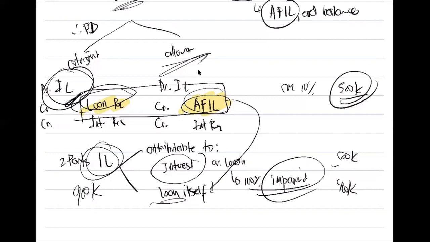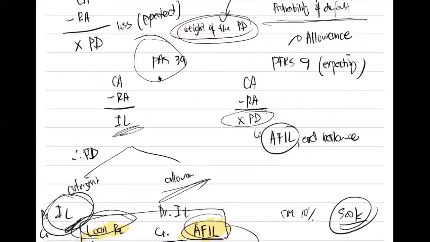When do we use PAS 39? We use it when the problem has no probability of default. Okay? So if there is no mention of a probability of default, PAS 39. Otherwise we go to PFRS 9. Under PFRS 9, we use the allowance method. This is based on your expectation that there is a future amount of loss. So how do we compute under PFRS 9? That is carrying amount less recoverable amount multiplied by probability of default. If the problem has a probability of default, PFRS 9. Whatever amount you compute here is the amount of our AFIL.